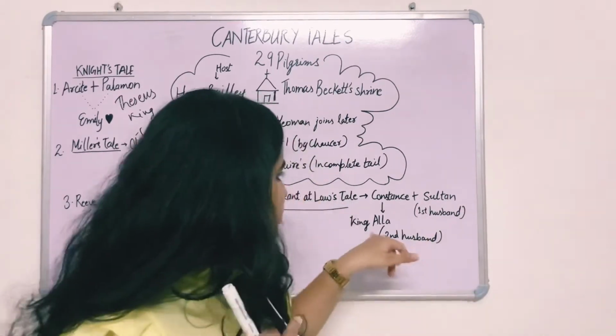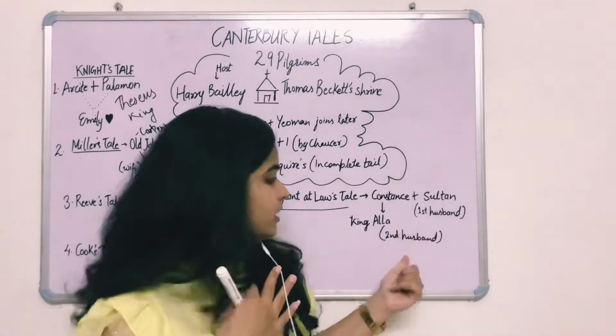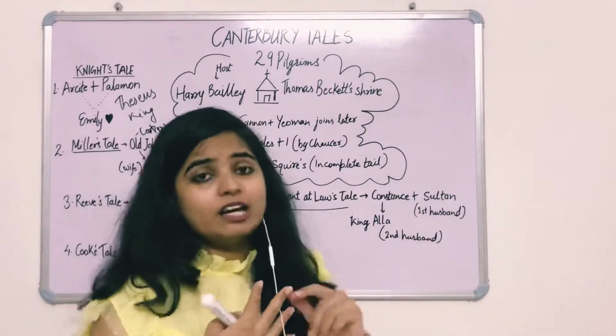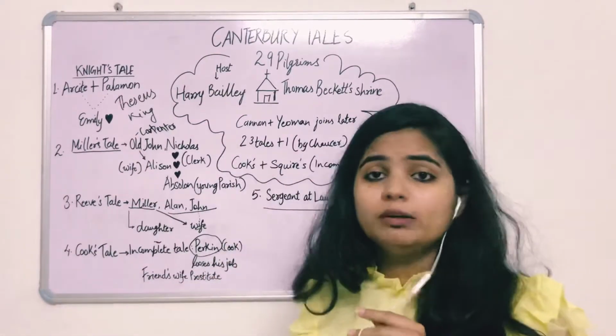Christianity, right? So here, her first husband is the Sultan and the second husband is King Allah, right? So what is the story about? What is the story about?